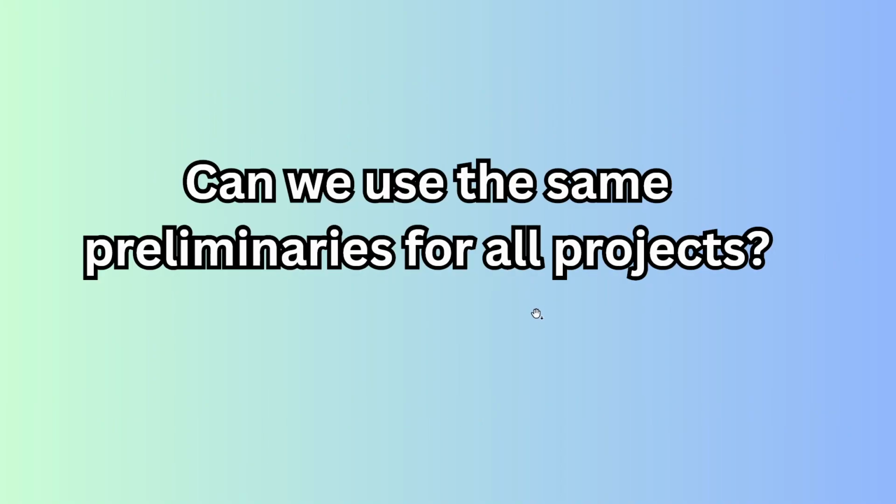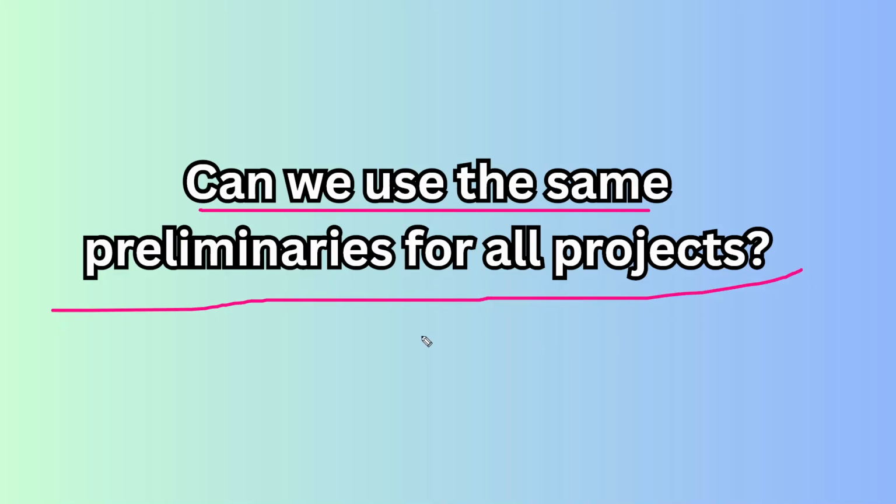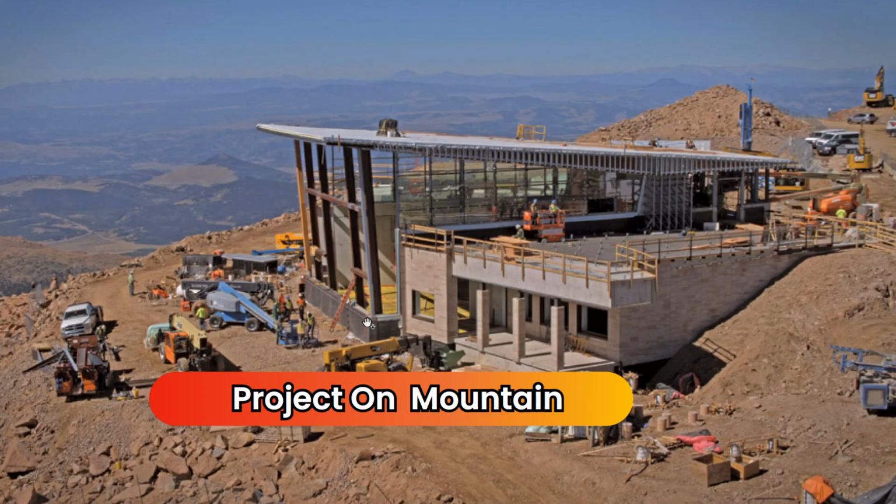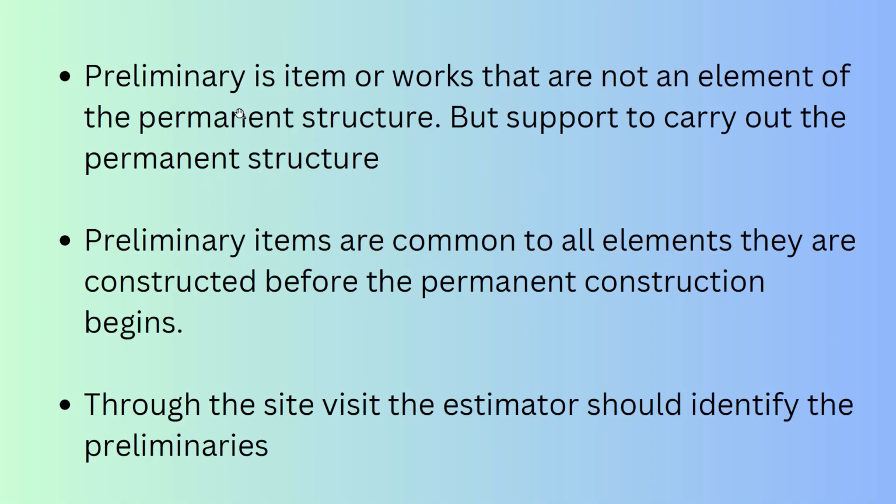Now I'm going to move to this question. Again, I read this question: can we use the same preliminaries for the whole project? So the answer is no. Why is the answer no? The main reason is, we discussed the preliminary works: this is a temporary structure, only to support carrying out the permanent structure. The preliminary works are constructed before starting the permanent structure.